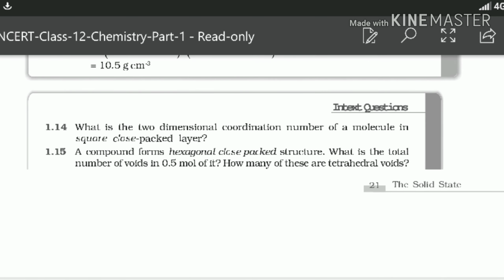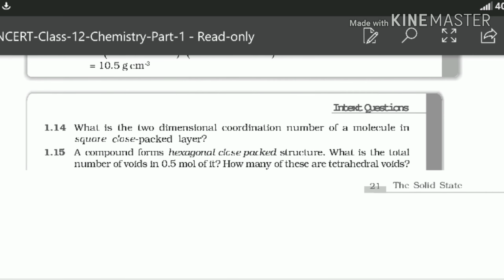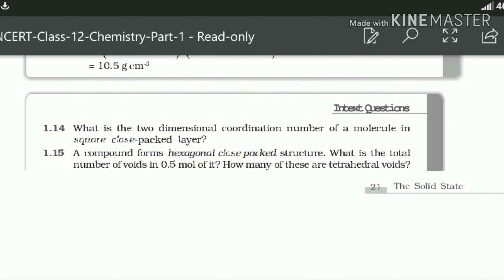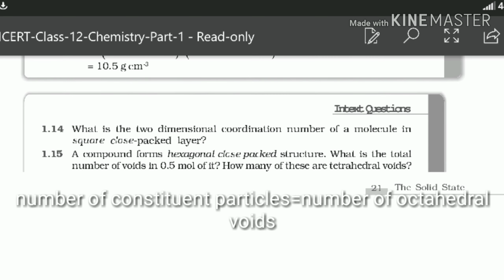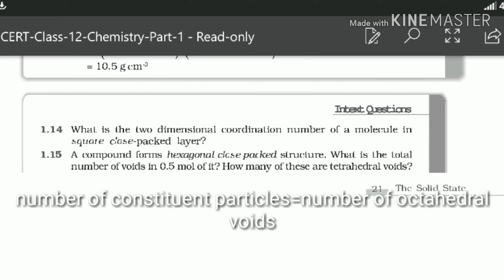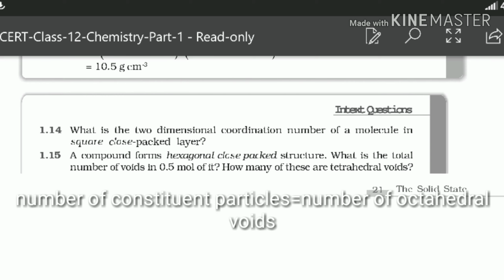You must not get confused with this structure. Hexagonal close packed structure, it is only given to confuse you. Here there is no use of it. The only formula which is used here is that the total number of constituent particles is equal to the number of octahedral voids. Hence we can find out the octahedral voids only if we know the number of constituent particles, that are the atoms or molecules.